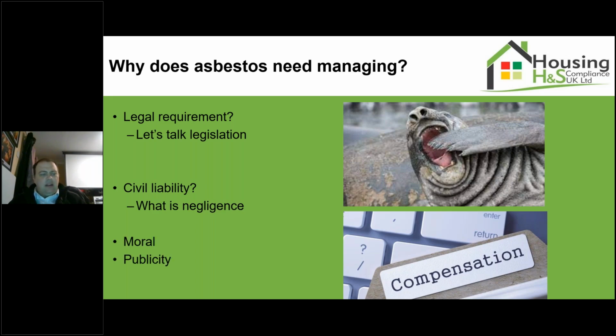And then obviously the other two aspects of health and safety, the moral aspect of it and the publicity side of things. The publicity side of things is the one that I'm going to focus on for the next couple of minutes. A lot of the time when we talk about asbestos, the publicity can have a greater impact than any significant fines issued by enforcement bodies or local authorities. And one of the case studies that I've pulled out is a fairly recent and fairly significant one in terms of asbestos management.